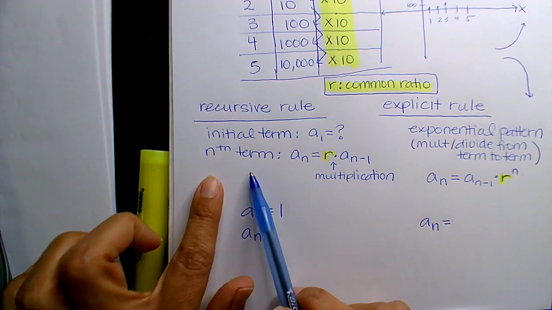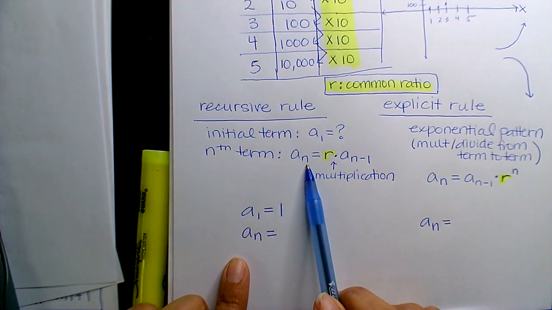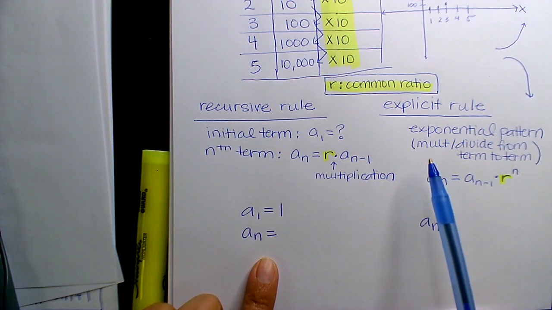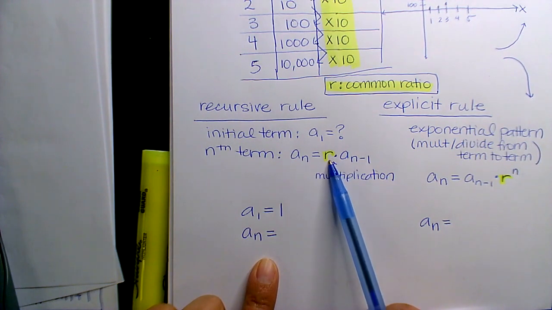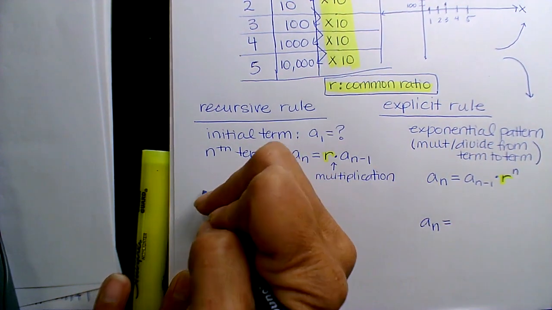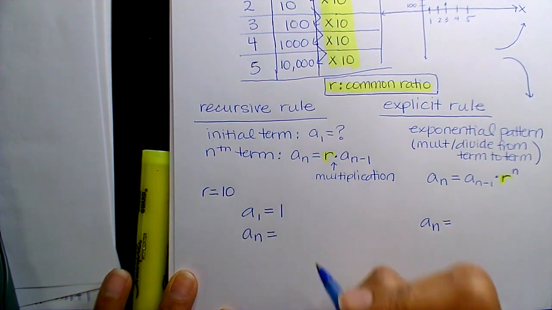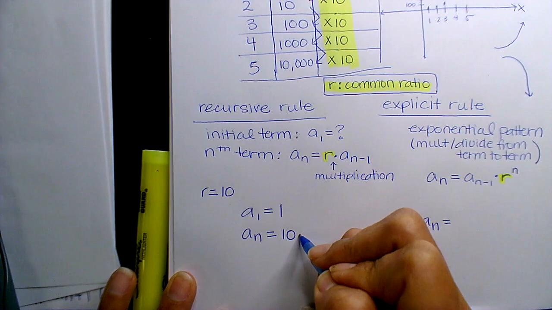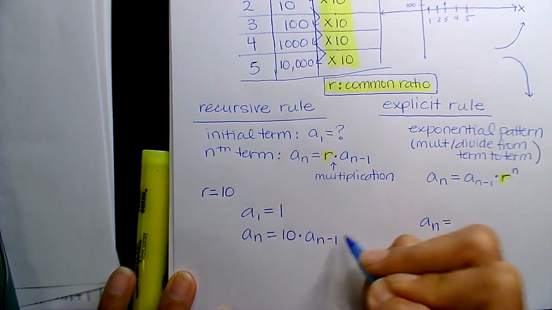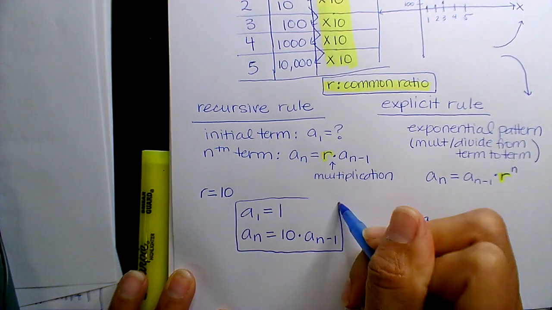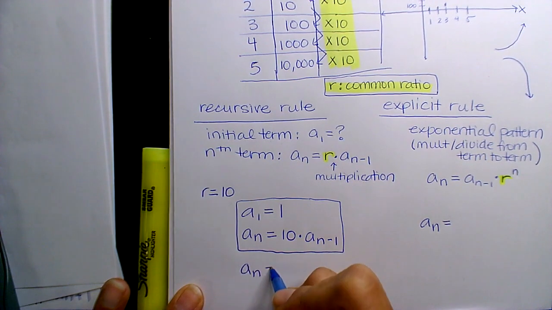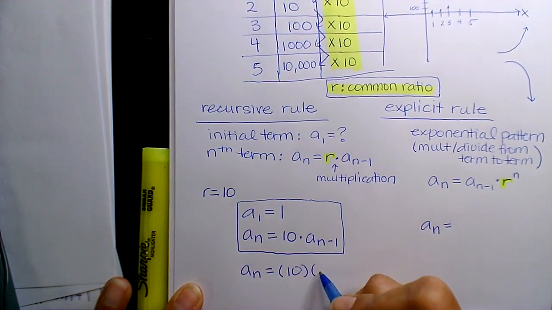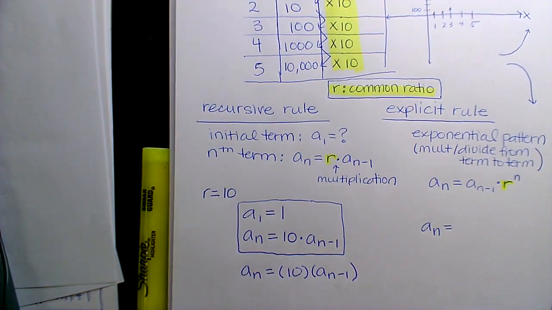Okay, what is the nth term? It's an. Now, because this is an exponential pattern, this is the rule it follows. So R is the common ratio. We agreed it was times 10. So R here is a positive 10. So I put a 10. You can go times and then an minus 1. And that is your recursive rule. That's it. Now, for those of you, if some of you want to put parentheses because you think you're going to mess up your substitution, you can do that if you like. It's up to you. But that's your recursive rule.